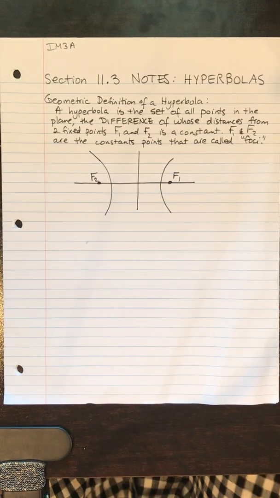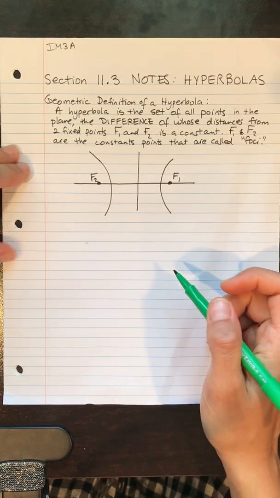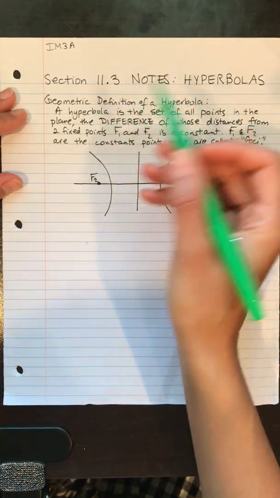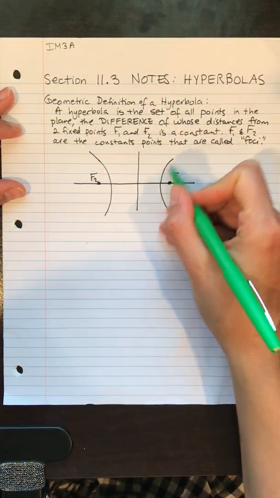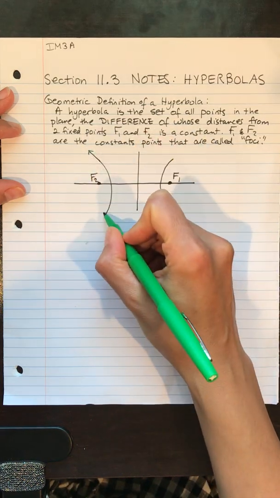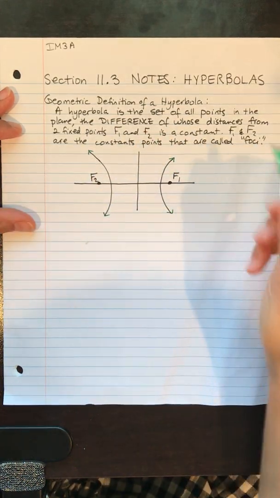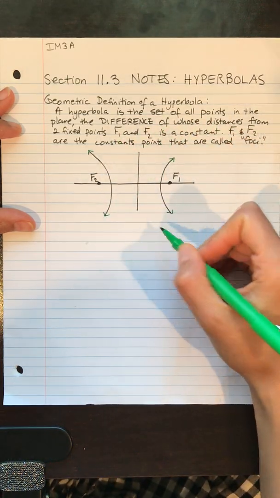Hi guys, today we're going to do the 11.3 notes on hyperbolas. So I wrote out the definition for a hyperbola right here, the geometric definition. Basically a hyperbola is like two parabolas that are opposite from each other. They're a reflection. It could be horizontal like this or vertical like this, and I'm going to show you both.